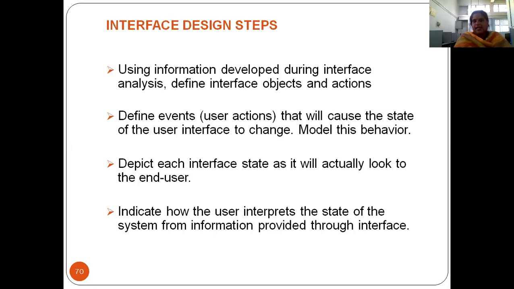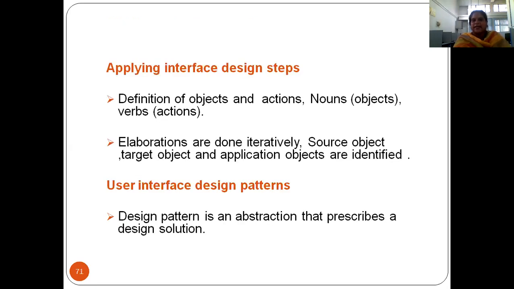Next, each interface state, how it looks to the end user. Indicate how the user interprets the state of the system provided through the interface. This will be explained in these interface design steps. Applying these steps, definition of objects and actions means nouns are objects, verbs are actions. So that is the thing. Elaboration is done iteratively. Source object, target object, and application objects are identified. In elaboration, what the source is, what the target is, and what applications you are using between source and target will be explained.